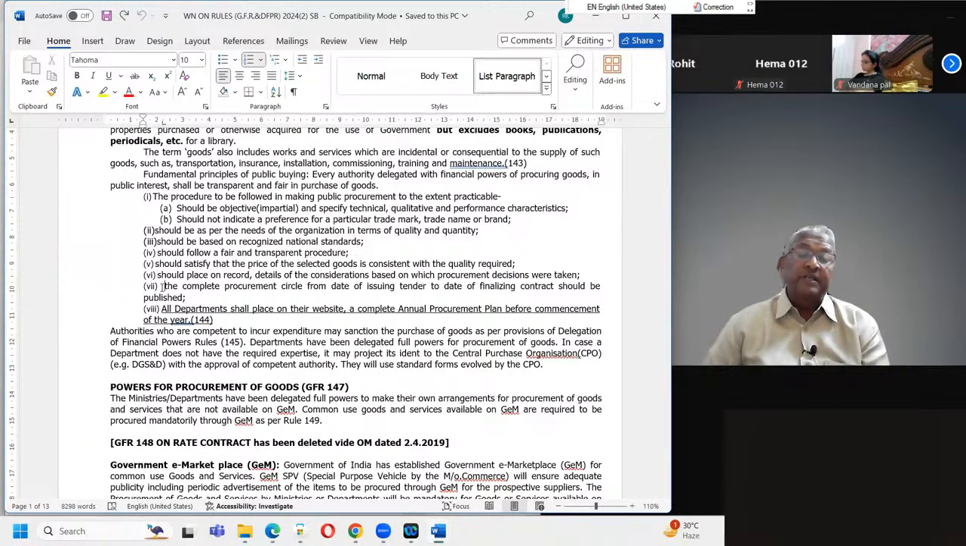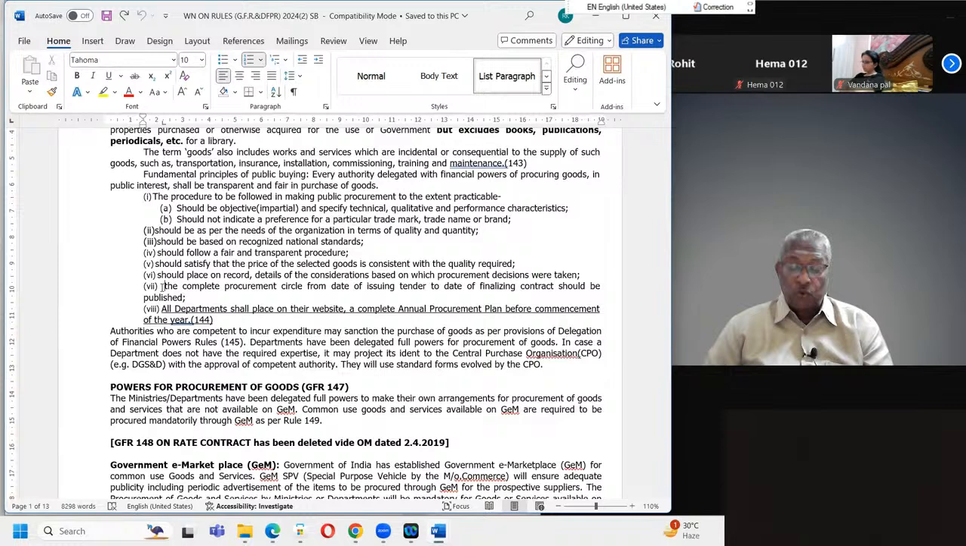उनका पास आप इंडेंट भेज सकते हैं. They will have the wherewithal to procure things. Then they will do this for you with the approval of the competent authority. They will use standard forms evolved by the CPO, that is Central Purchase Organization. पहले वो डिपार्टमेंट DGS&D था, अभी abolish हो गया. फिर भी कुछ dedicated sections and departments are there. They are doing this business.